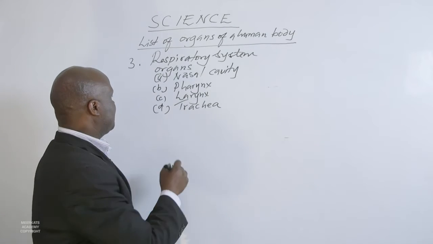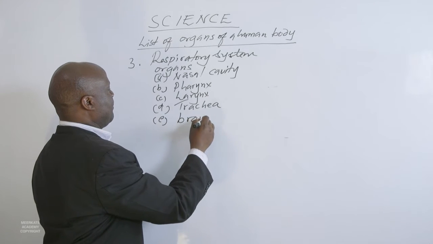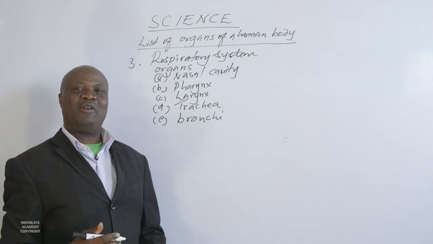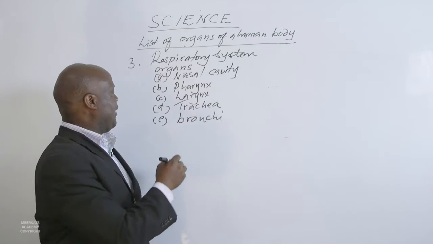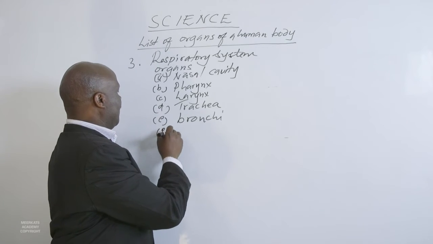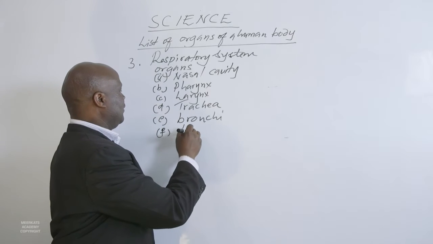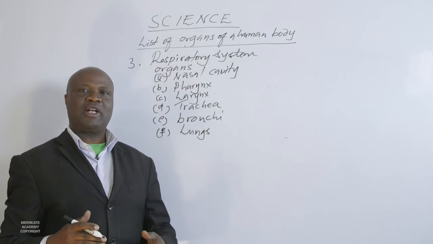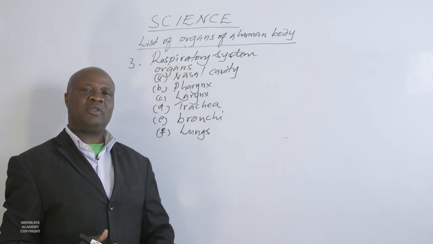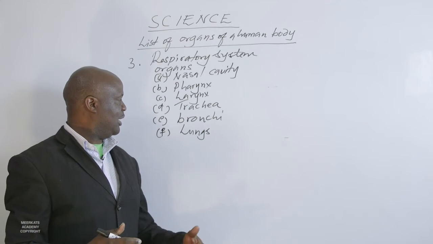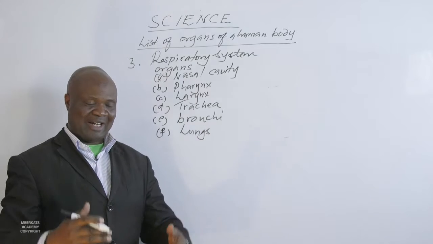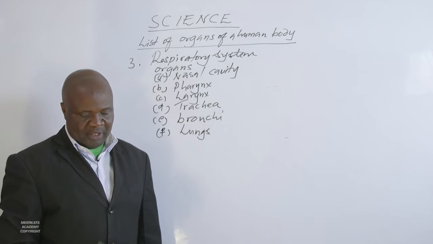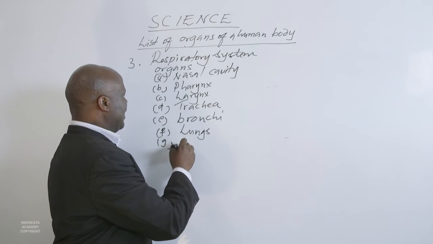We have the bronchi. The bronchi is plural; in singular it is the bronchus. From the bronchi, we have another organ called the lungs. What the lungs do is contract and expand. Through contraction and expansion, there is a gas exchange, where oxygen is coming in, and on contraction, the carbon dioxide is being released in a slightly larger percentage than in the inhaled air. Then from the lungs, we have the diaphragm.